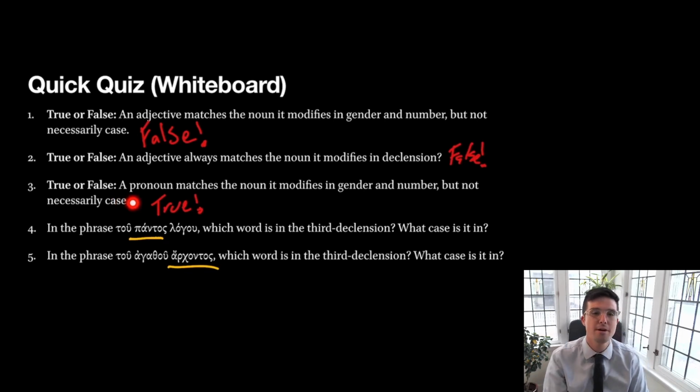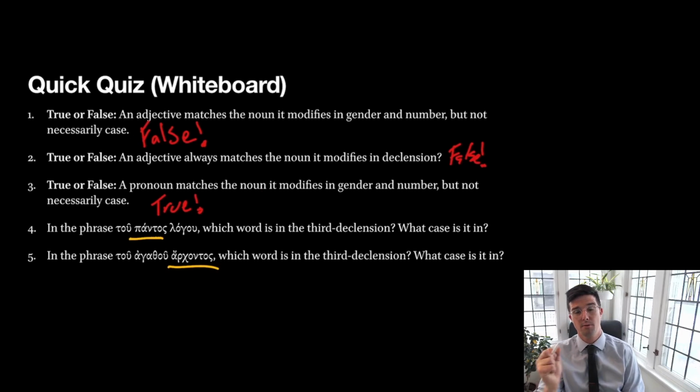And a little bit of review here. A pronoun matches the noun it modifies in gender and number. And the better way to actually say this question, matches its antecedent in gender and number, but not necessarily in case. And this is true, that the pronoun, the word to which it refers, its antecedent that has appeared in the previous context, it'll match in gender and number, but its case is dependent on its function in the clause.